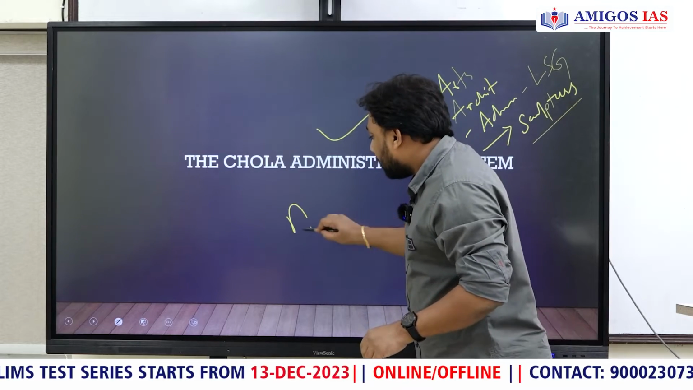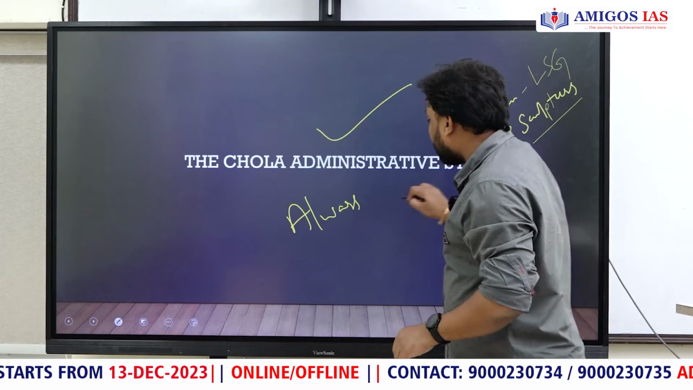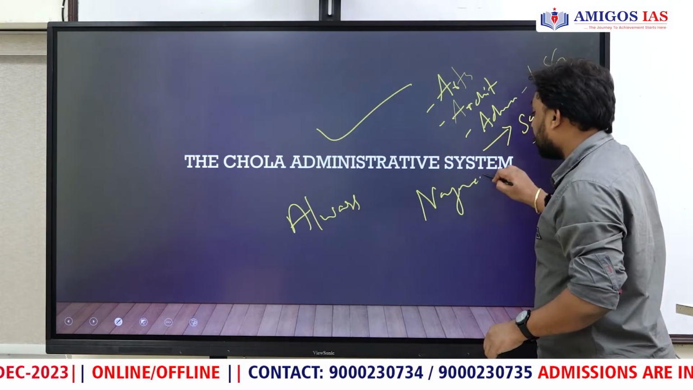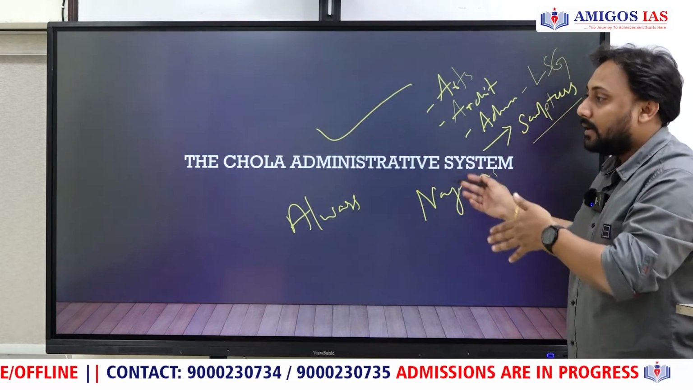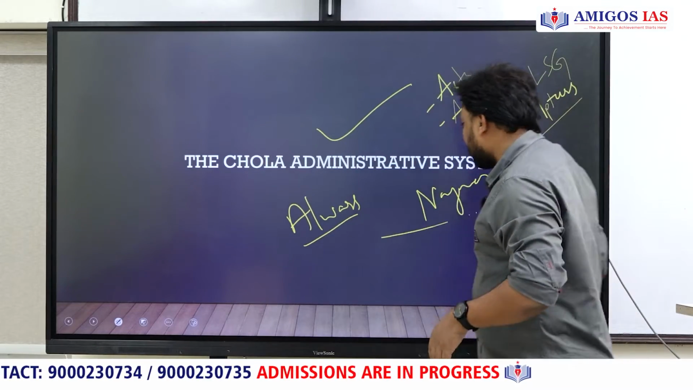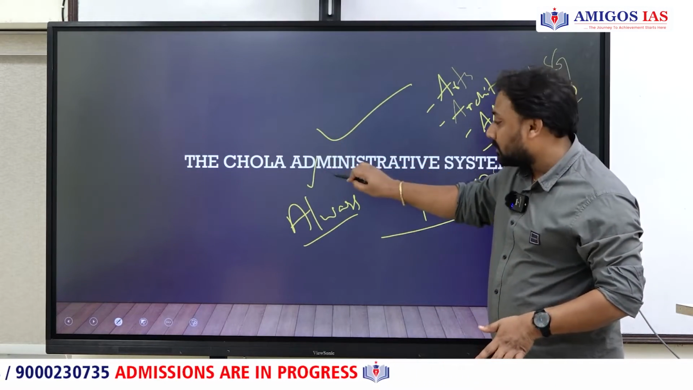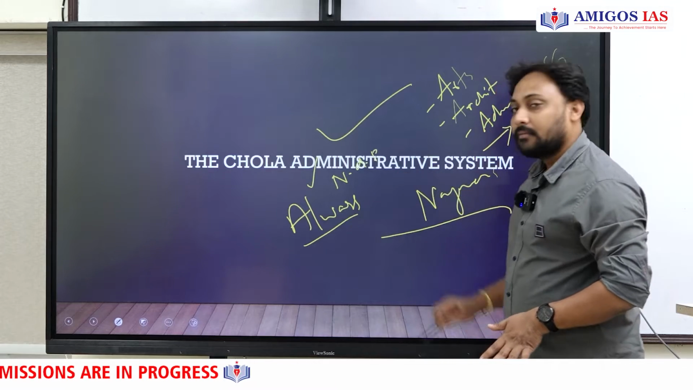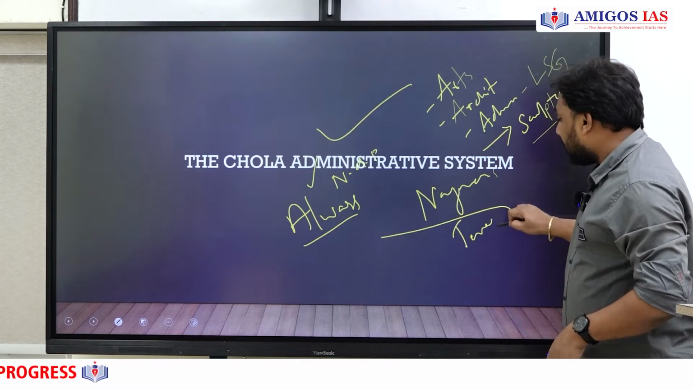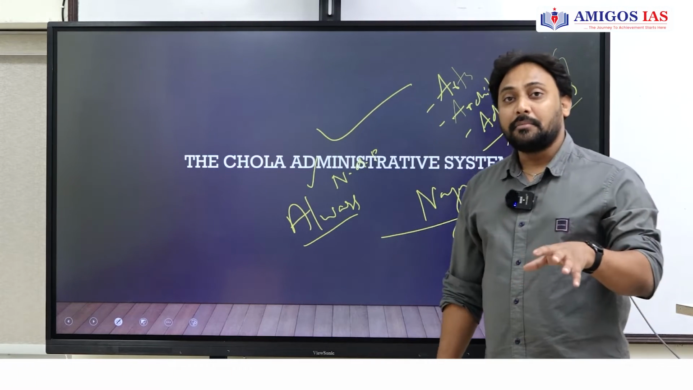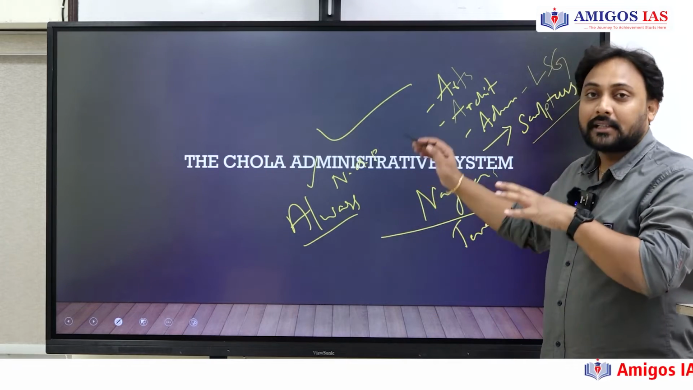Cultural part in the sense, one more important thing is Alvars and Nayanars, devotees of Vishnu and devotees of Shiva. What are the texts composed by Alvars? Nalayira Divya Prabandham. Nayanars, Tevaram. Understand? This is the most important cultural development.